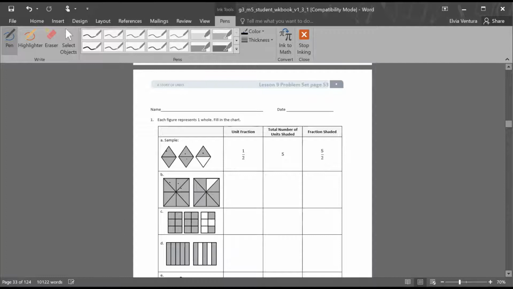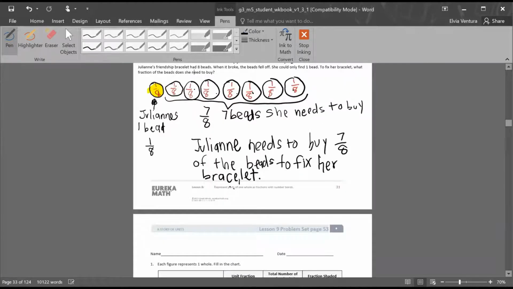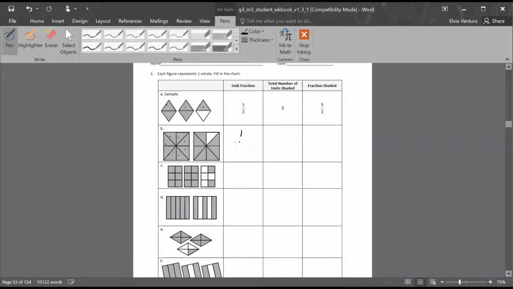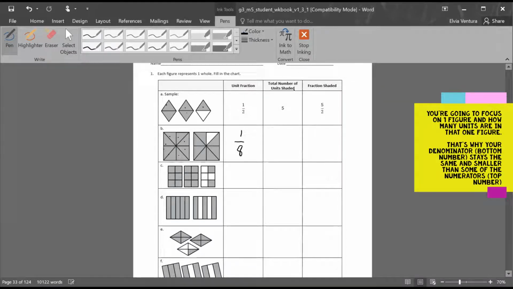We have 1, 2, 3, 4, 5, 6, 7, 8. So the unit fraction is going to be 1/8. The total number of units shaded is going to be, we have 8 on this one, then 9, 10, 11, 12, 13, 14, 15. So we're going to say it's 15. And the fraction shaded is 15/8.